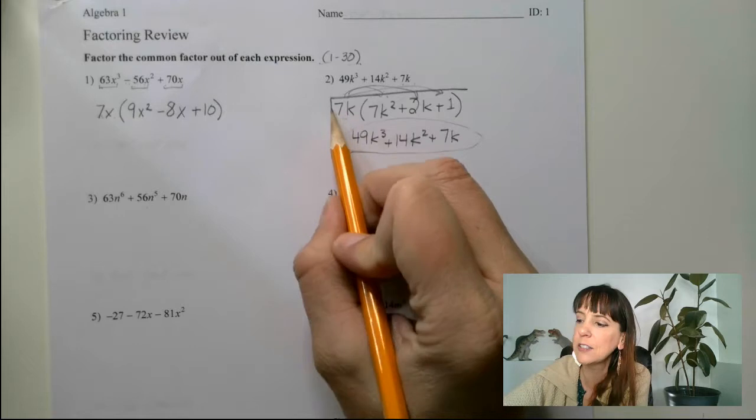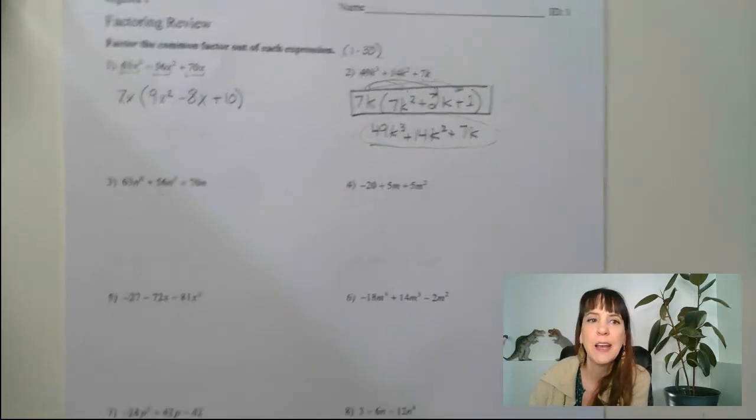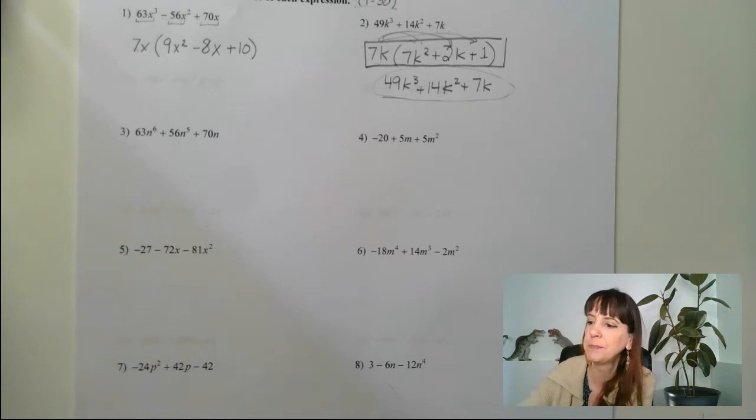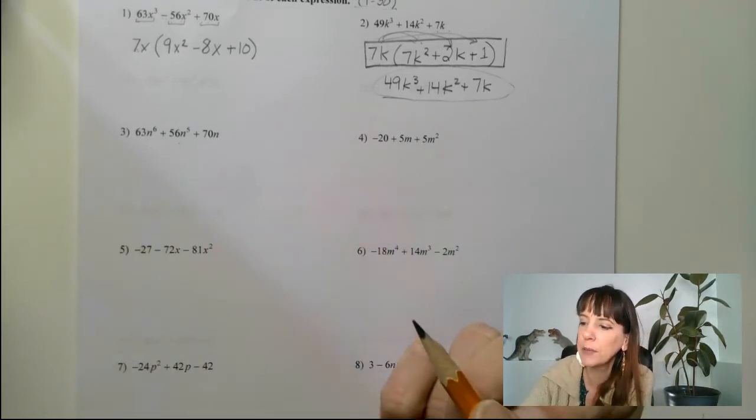So this is correct. That is your answer. Go ahead and pause the video, try number 3 and 4, and then come on back. Okay, so we are really on a roll for 7s.